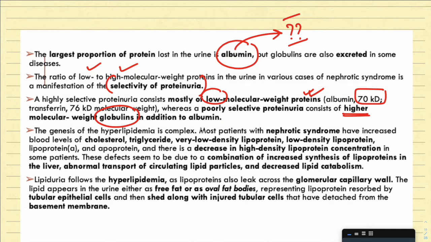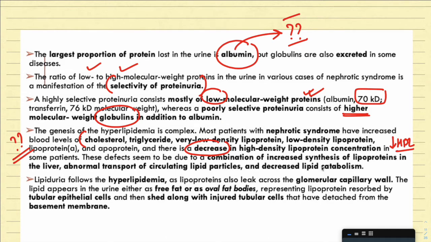Now remember, why is there hyperlipidemia in nephrotic syndrome? The answer is lying over here. The genesis of hyperlipidemia is quite complex, but most patients in nephrotic syndrome have an increased or altered lipid profile with an excessive level of blood cholesterol, triglyceride, VLDL, LDL, lipoprotein A as well as apoprotein. And there is a decrease in the HDL or high density lipoprotein concentration. So the good lipid, that is the HDL, falls, whereas all the bad lipids, that is the LDL, VLDL, triglyceride, cholesterol, all of them increase in amount.